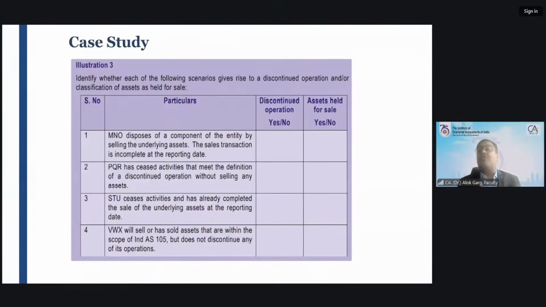MNO disposes of a component of the entity by selling the underlying asset. So there was a segment, there was a component. This company is disposing of this segment or component by selling the underlying asset, and the sale transaction is incomplete at the reporting date. Right? Meaning the asset has actually not been sold yet. So is it a discontinued operation? Answer is yes. Is it an asset held for sale also? Yes, sir. Both, yes. It is a disposal group held for sale also.